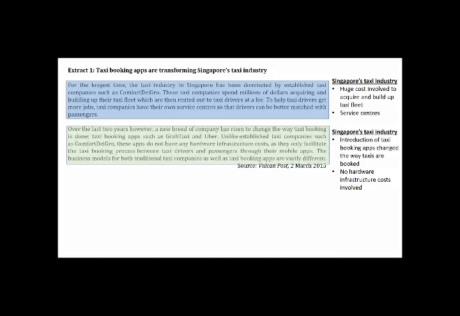So in the past, you needed to have your own service center so that you can have your call center, and then people call in to say, okay, I need a taxi to go from where to where. But these days, you don't even need that because you have your mobile phone, your algorithm. No hardware infrastructure cost involved at all. So this makes things very different.